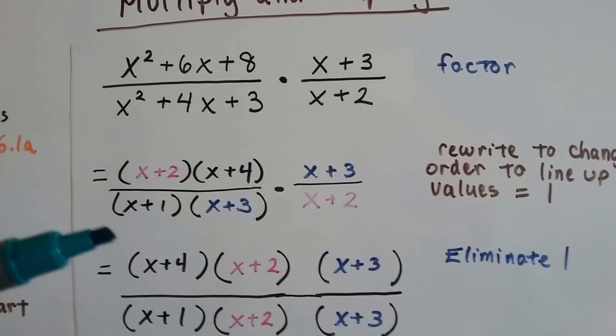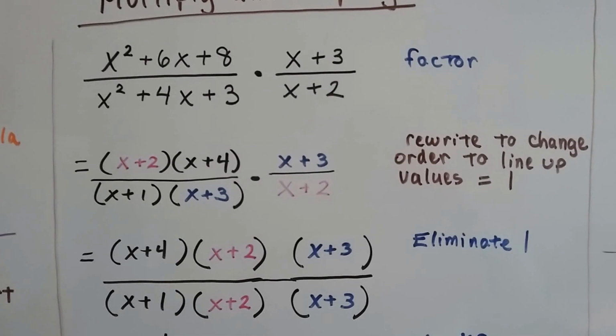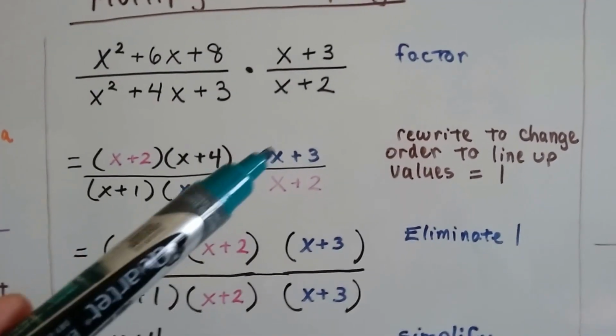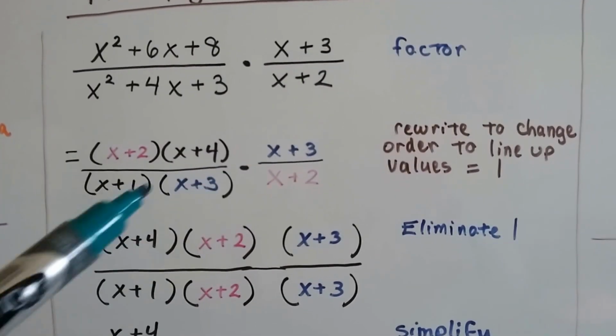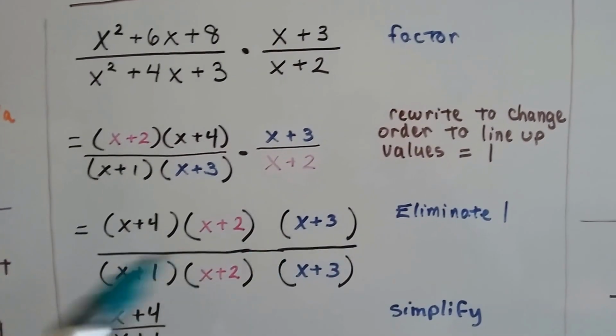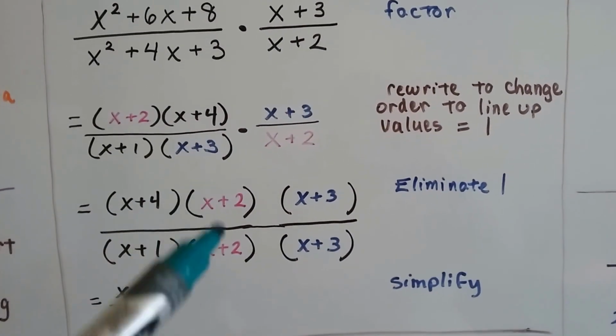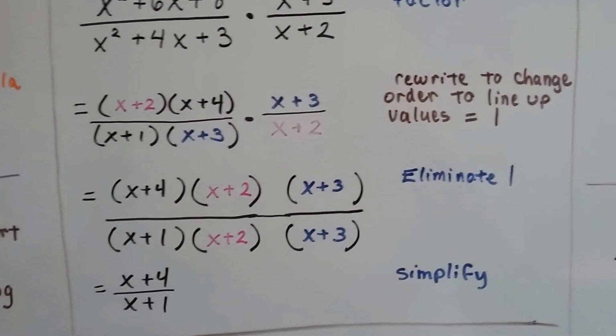So now I color-coded this so you can see what's going on. We have an x plus 3 here and an x plus 2 there. If we match the blue ones on top of each other and the pink ones on top of each other and the black ones on top of each other, and rewrite it to change the order to line up the values of 1, we can eliminate this is a 1 and this is a 1 because the numerator and denominators are the same.